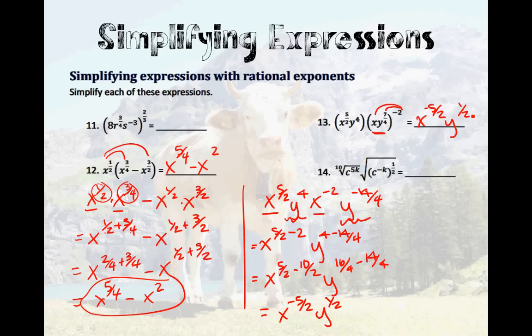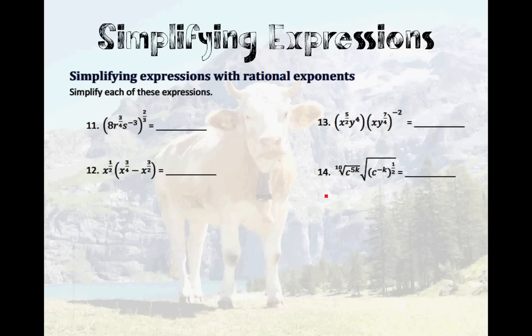Okay. So now for the last one on this page, remember we don't like radicals. They don't look right. So we always convert them into the rational exponents. So this first guy would be c to the 5k to the 1/10. And then the second guy would be c to the negative k to the 1/2. And then all of that, because of this square root, is to the 1/2.